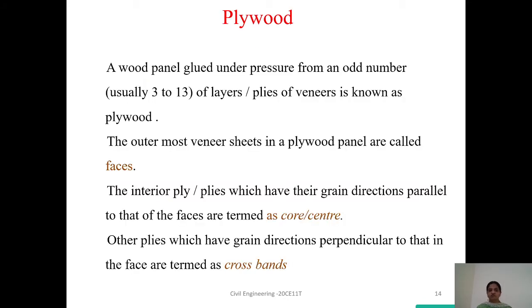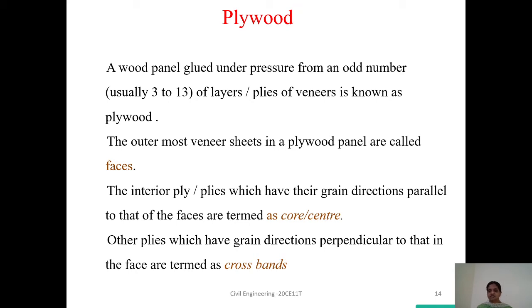Then coming to plywood. Plywood is a wood panel glued under pressure from an odd number, usually 3 to 13, of layers or plies of veneers. So a plywood is a pile of veneers. The odd number of plies of veneers are glued and they are pressed under pressure. The outermost veneer sheet in the plywood panel is called a face.